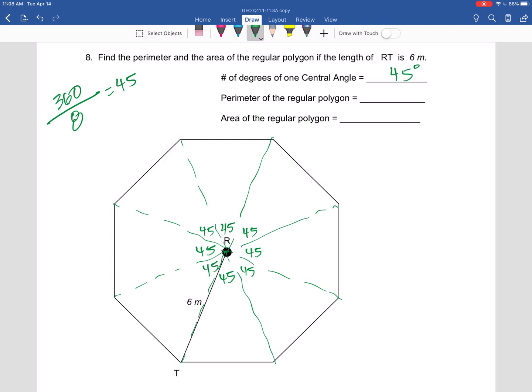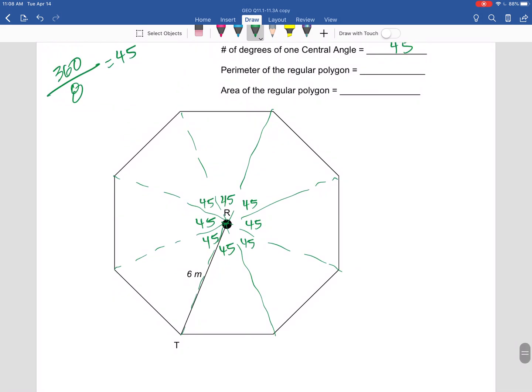How about the perimeter? Well, I got to work on this. I'm going to look at this triangle right now, and I'm going to cut it in half. That's going to be my apothem. Hey, what's half of 45? 22.5 there, 22.5 there. I'm going to call this X and X.